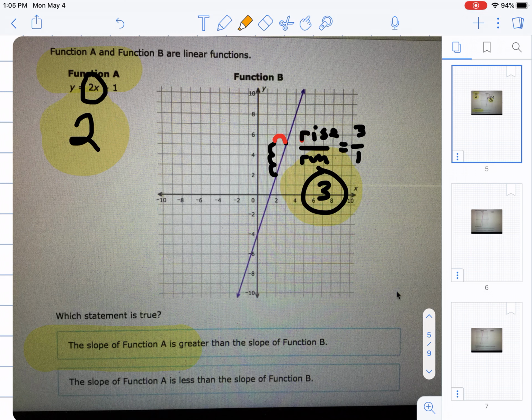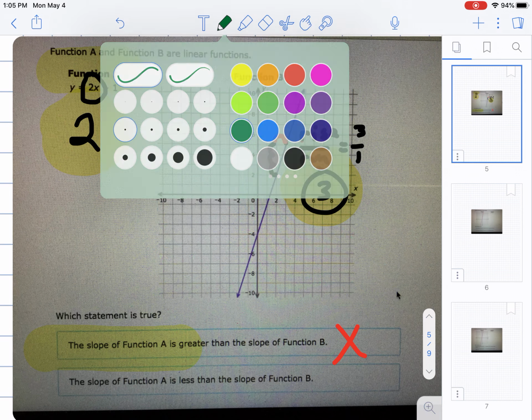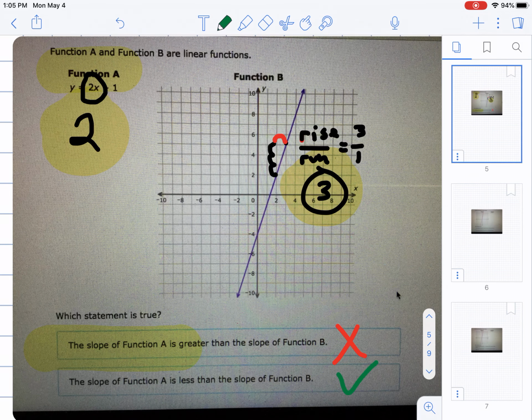So let's take a look at the question. Which statement is true? The slope of function A is greater than the slope of function B. That's not correct. And the next line says the slope of function A is less than the slope of function B. That's correct. So that's the answer you would choose.